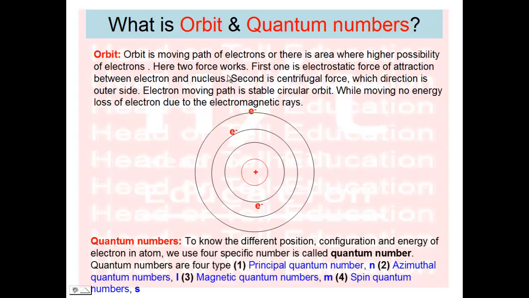Here two forces work. The first one is the electrostatic force of attraction between the electron and the nucleus. The second one is the centrifugal force, whose direction is outward. So with two forces, the electron's moving path is a stable circular orbit.